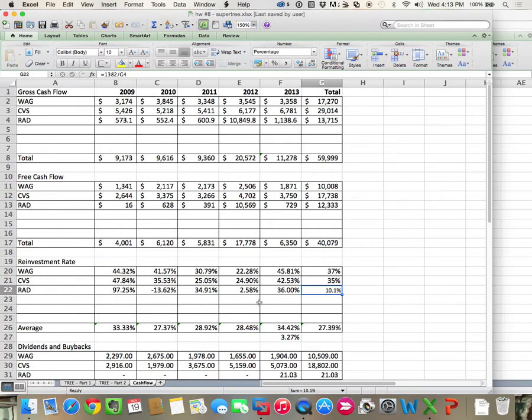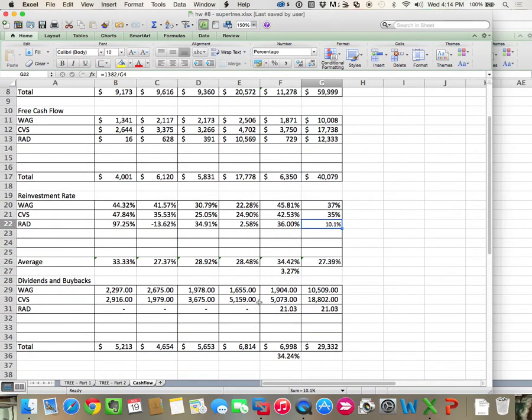And I can even keep it at a simple level. So as I said, at the four things level, what are you really saying? Our gross cash flow was about $60 billion. Free cash flow was $40 billion. Reinvestment rate was 27%, which means that the payout rate was about 73%.